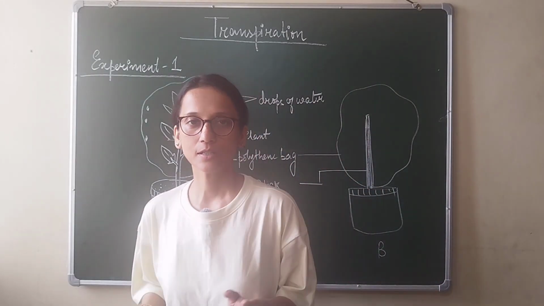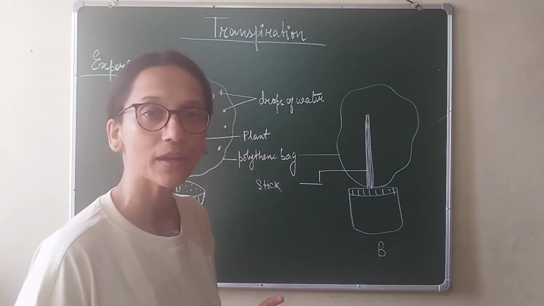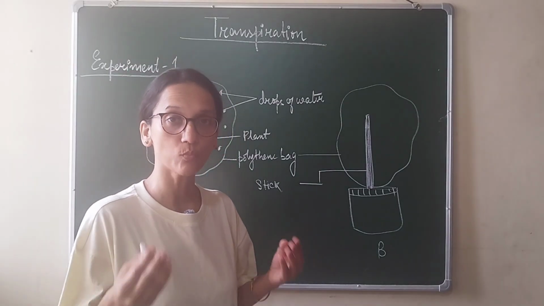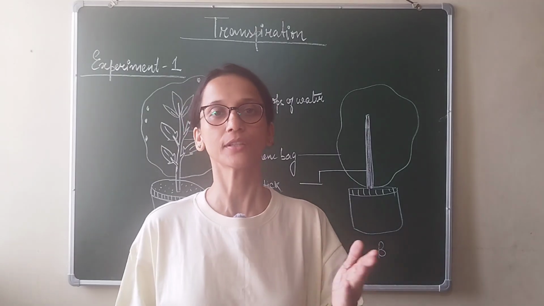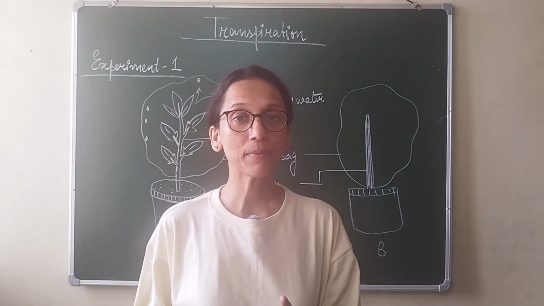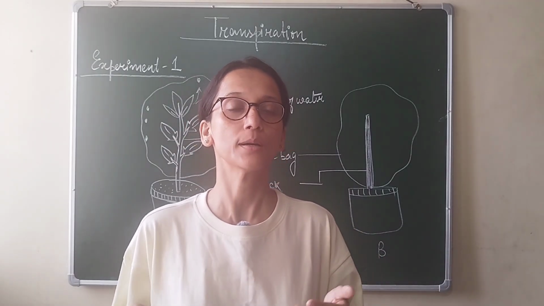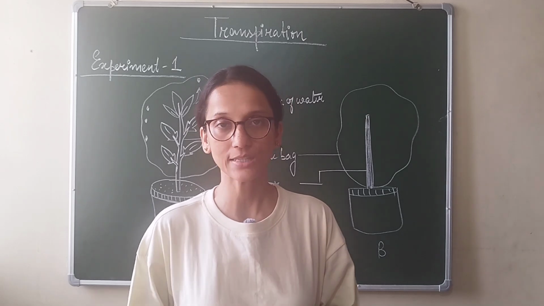What is transpiration? Transpiration is that phenomenon by which a plant loses water in the form of water vapor from leaves and other aerial parts of the plant. Aerial parts, we refer to those parts which are above the soil. Those are known as aerial parts.